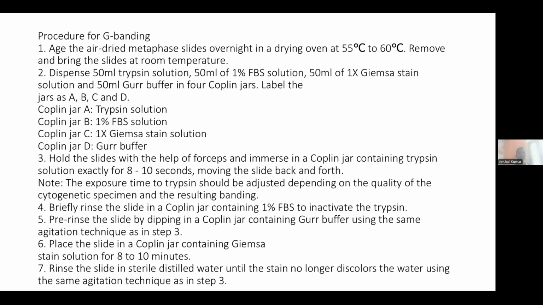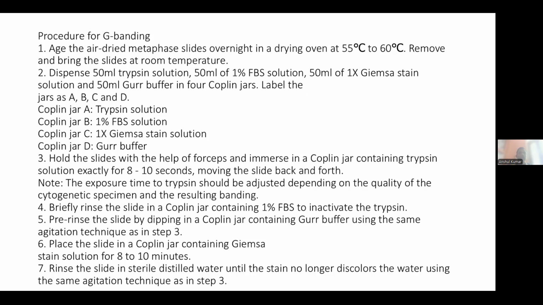Age the air-dried metaphase slides overnight in a drying oven at 55 to 60 degrees centigrade. Remove them and bring the slides to room temperature. Dispense 50 ml of trypsin solution, 50 ml of 1% fetal bovine serum, 50 ml of 1x Giemsa stain solution, and 50 ml of GURR buffer into 4 Coplin jars. See, these are the different solutions: 50 ml trypsin in jar A, 50 ml of 1% fetal bovine serum in Coplin jar B, 1x Giemsa stain solution in Coplin jar C, and GURR buffer in Coplin jar D.